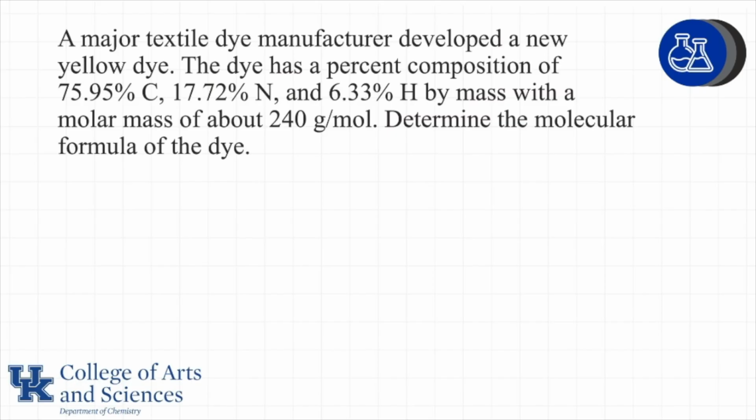Note we were given the molar mass in units of grams per mole, and in the previous problem we were given it in atomic mass units. The numbers are the same, so the multiplier will be the same. It doesn't matter which one we're looking at.